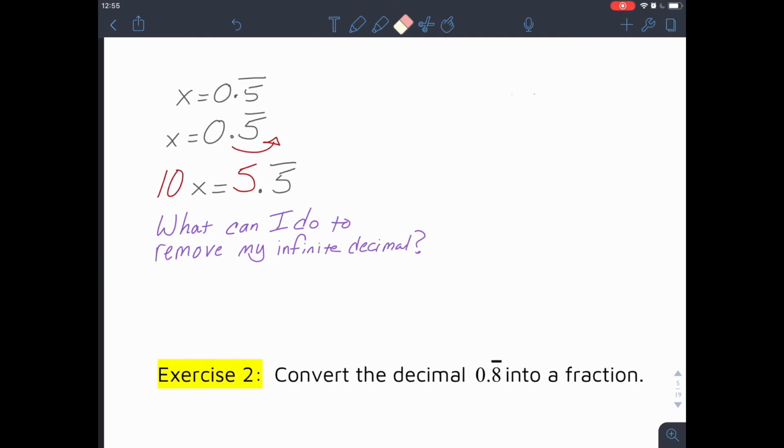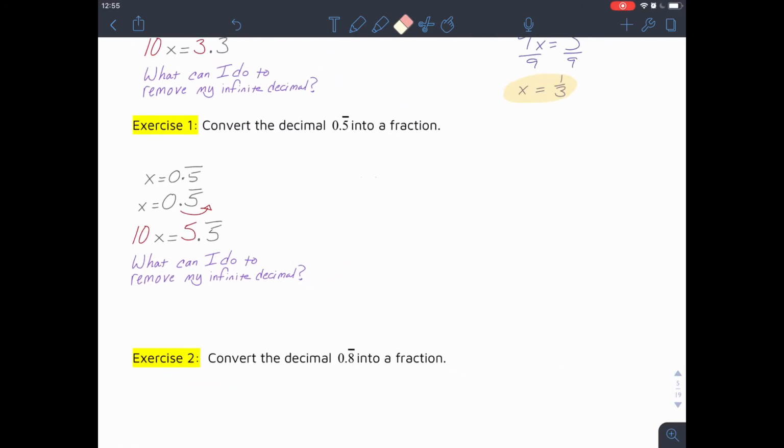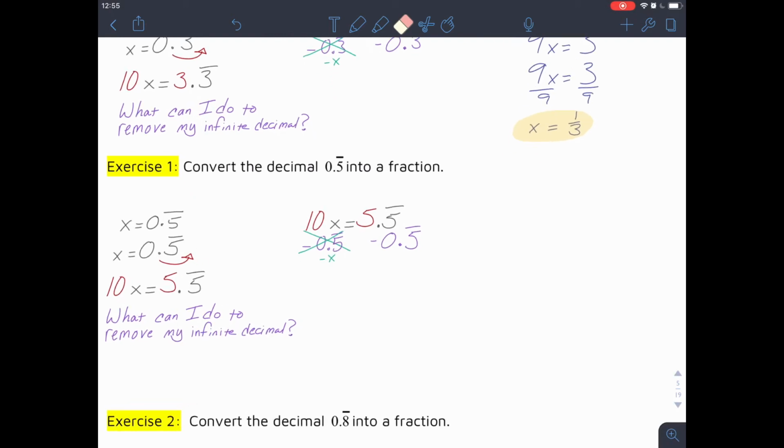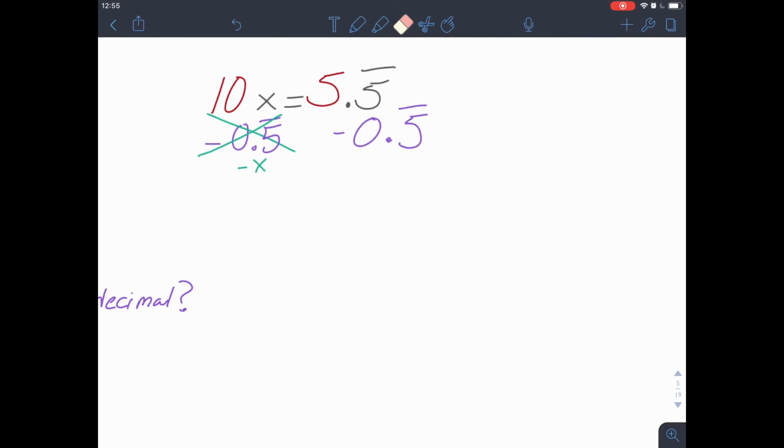So now that I'm here, what do I do to get rid of my infinite decimal? Well, I could just subtract away the 5 repeating, and then I don't have a repeating decimal anymore, I just have 5. But when I go to do that, I can't subtract away that 5 repeating from 10x because they're not like terms. But we said that 0.5 repeating is the same as x. So instead of writing it out as minus 0.5 repeating, I can write minus x, and it equals the same thing. I'm still doing the same thing to both sides, and I'm taking the same amount away.